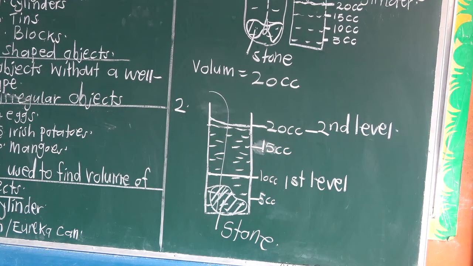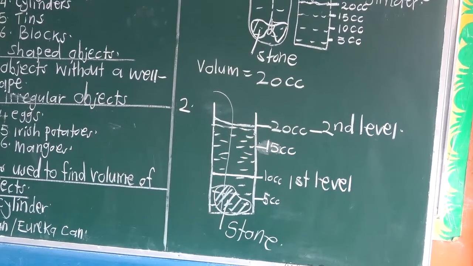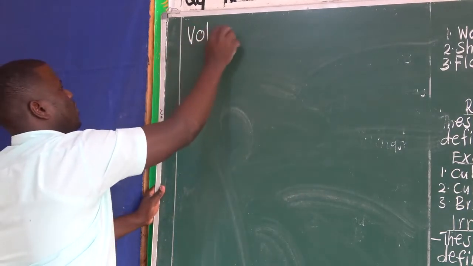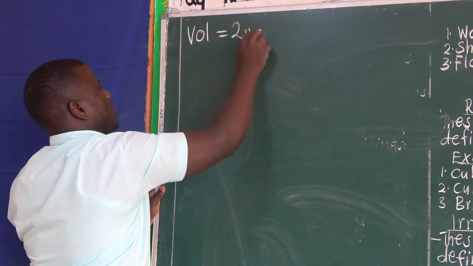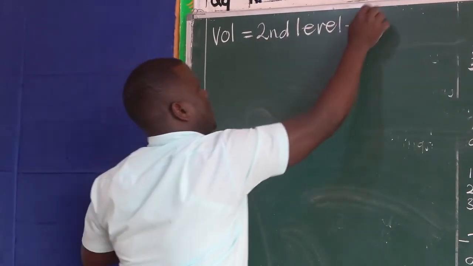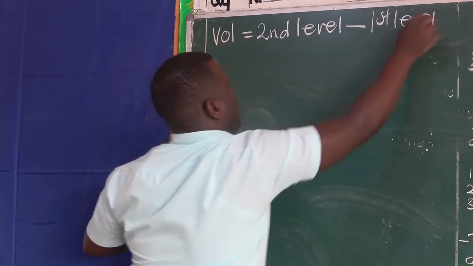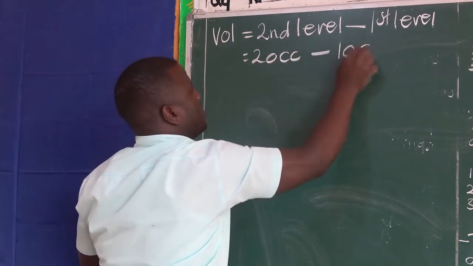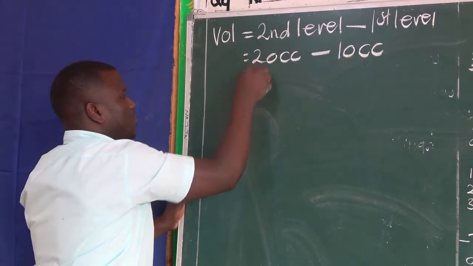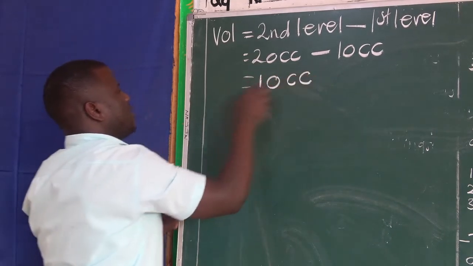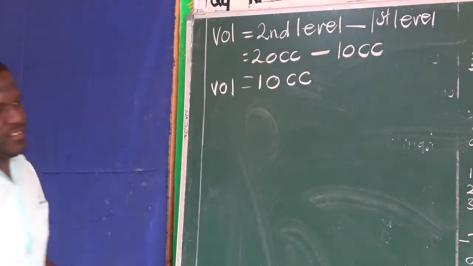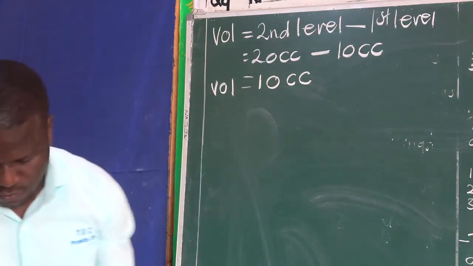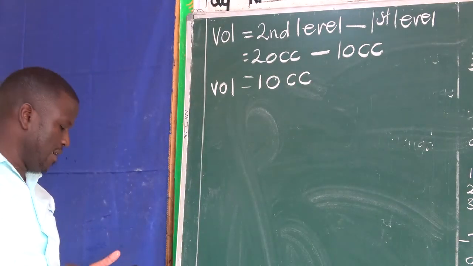Let's see how we can subtract that. Volume is equal to second level minus first level. Our second level is 20 cubic centimeters. Our first level is 10 cubic centimeters. When you subtract, you get 10 cubic centimeters. So the volume of the stone is 10 cubic centimeters.